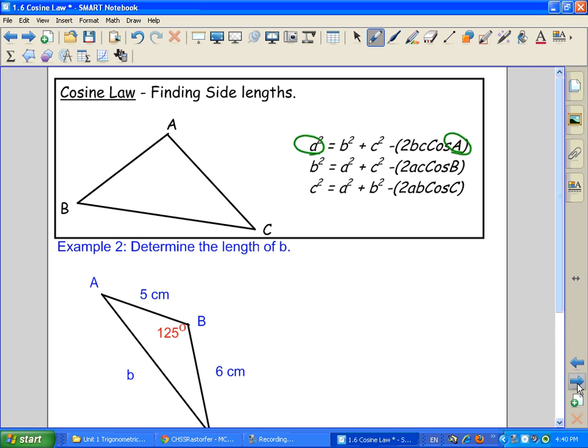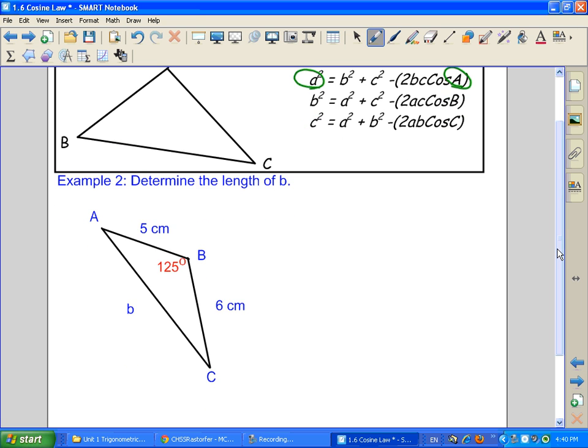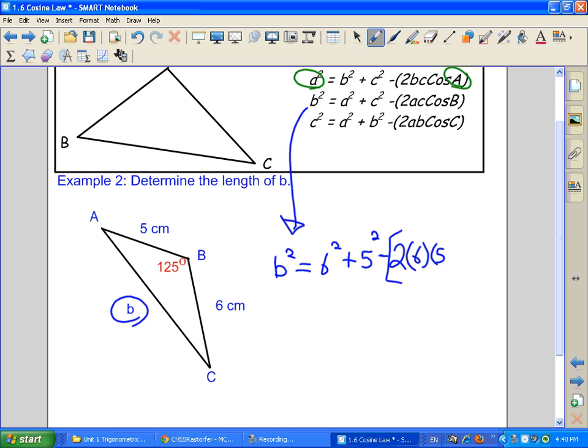All right. So let's take a look here, ladies and gentlemen. So it says determine the length of B. So we're going to find B here. Okay, so effectively we're using that relationship there. So B squared equals A squared, which is 6 squared, plus C squared, which is 5 squared, subtract 2 times 6 times 5 times the cos of the given angle, which is 125 degrees.